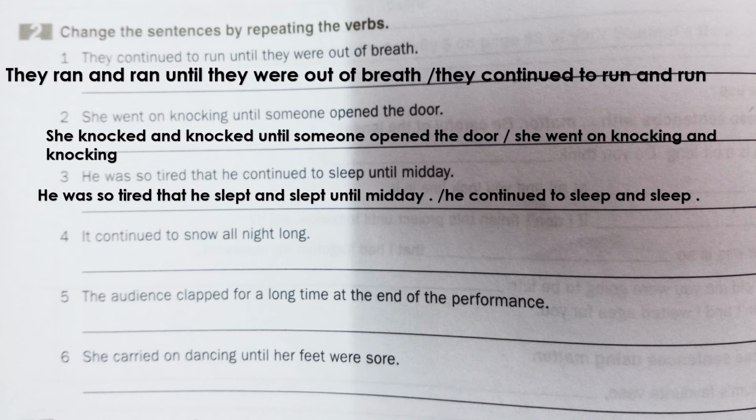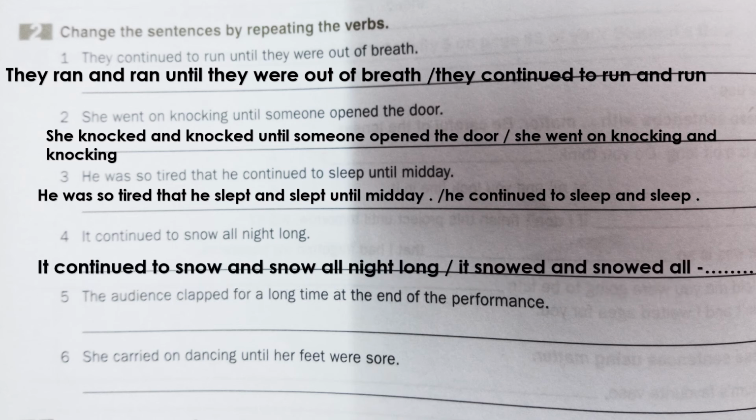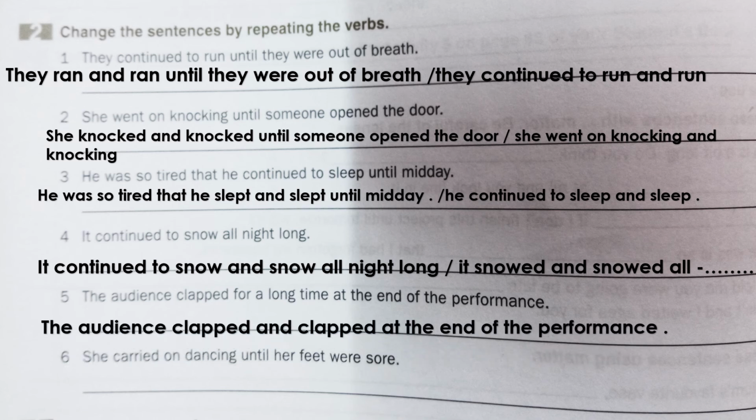It continued to snow all night. All night means the action is continuous for some time. So it continued to snow and snow all night long, or it snowed and snowed all night long. Even the phrase all night long can be dropped by repeating the verb. The audience clapped for a long time at the end of the performance. The repeated verb is clapped, so the audience clapped and clapped at the end of the performance.